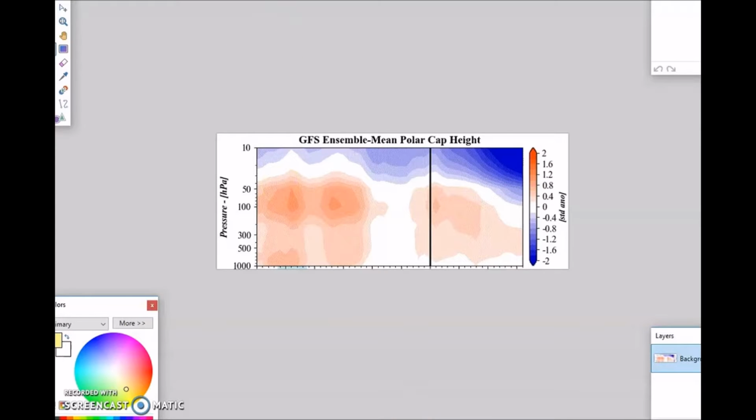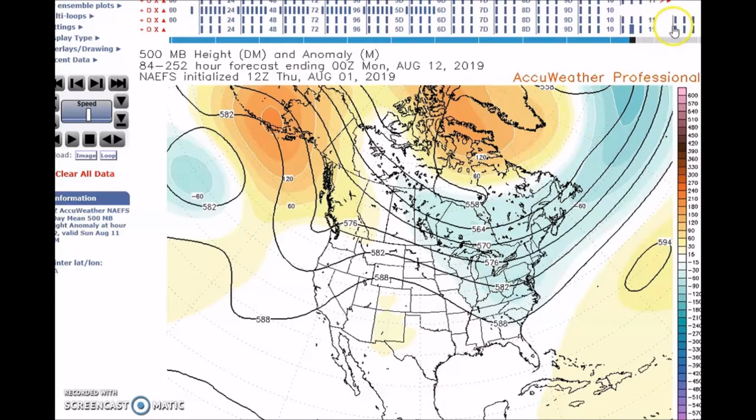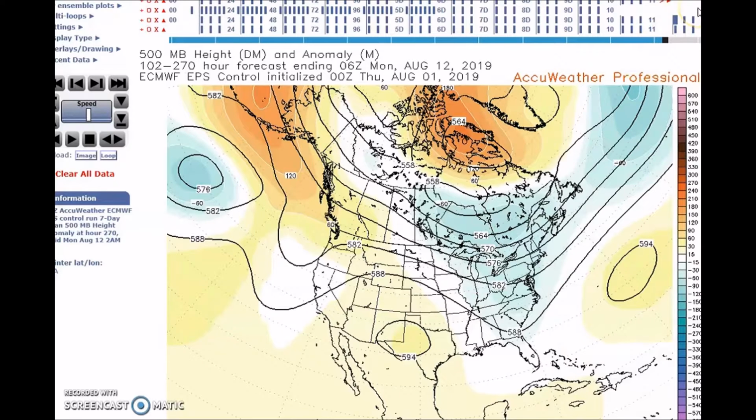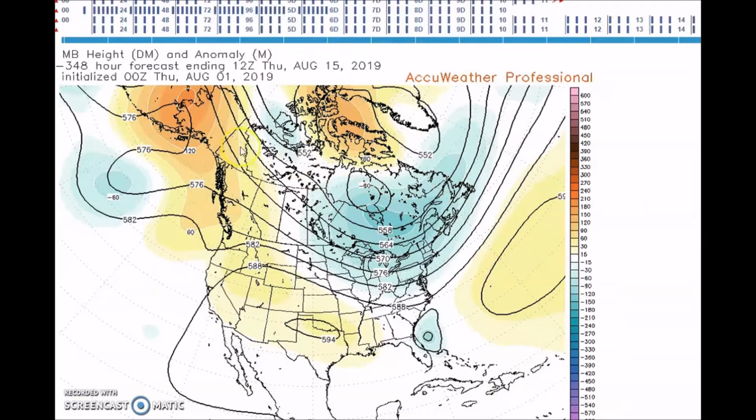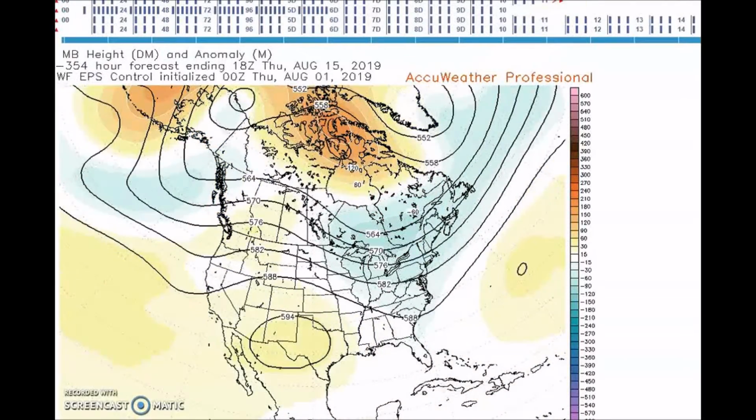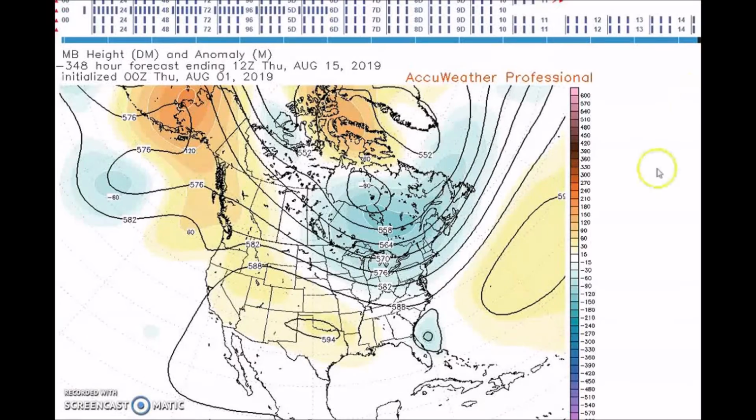So during this forecast period, I am forecasting, gotta slide this over a little bit, above normal heights here, ridge in the west, trough in the east. We still have a strong positive height anomaly centered over Alaska, and the models remain in good agreement.